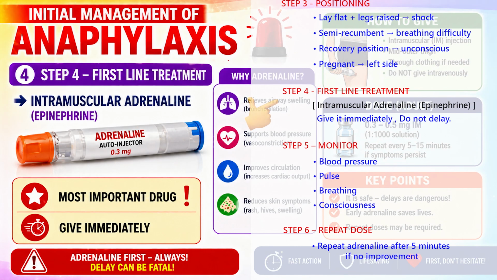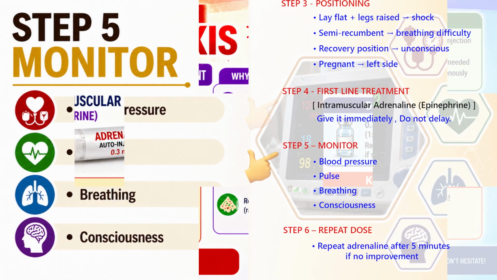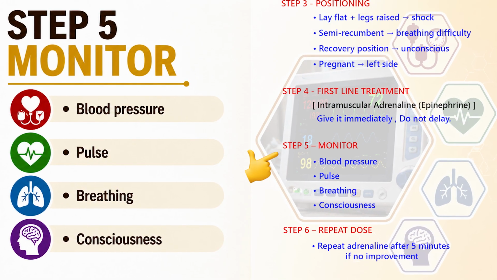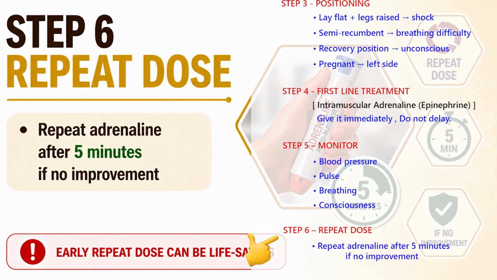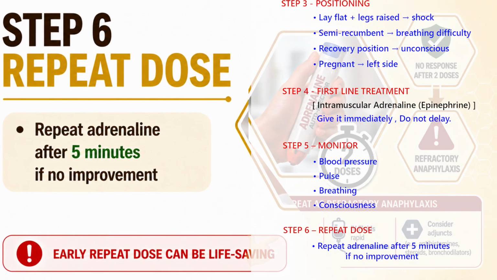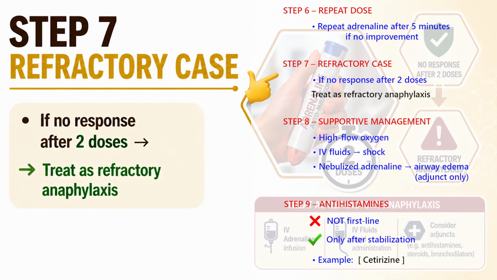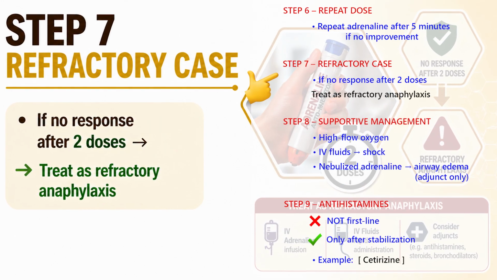Step 4, the most important step. Intramuscular adrenaline, also called epinephrine. Give it immediately. Do not delay. Step 5, monitor the patient. Blood pressure, pulse, breathing, consciousness. Step 6, repeat adrenaline after 5 minutes if needed. Step 7, if no response after 2 doses, this is refractory anaphylaxis.